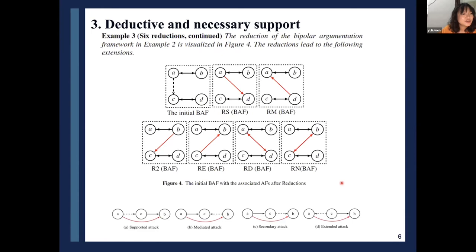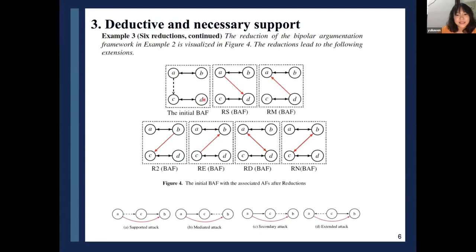And the definition of the reductions is a bit long, so it may not be readable for you. So I'm going to give you an example to make it easier to comprehend. Here we have an initial BAF, and the RS is a supported reduction. Here we add A supported attacks D because we have A supports C and C attacks D.